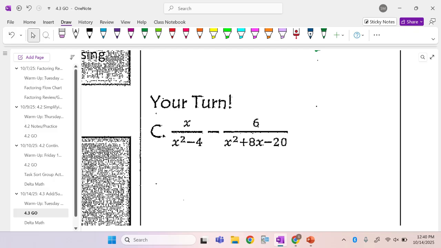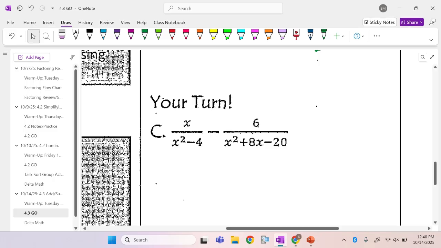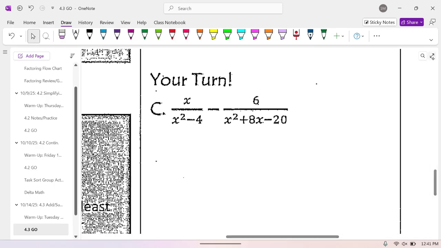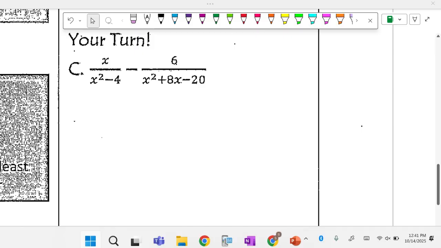So, let's go over this together. All right. So, looking around the room, most of y'all got bare bones. So, good job. At least you got down to the simplifying stage. Most of y'all at the very least got down to the simplification stage. All right. So, let's just walk through this together.